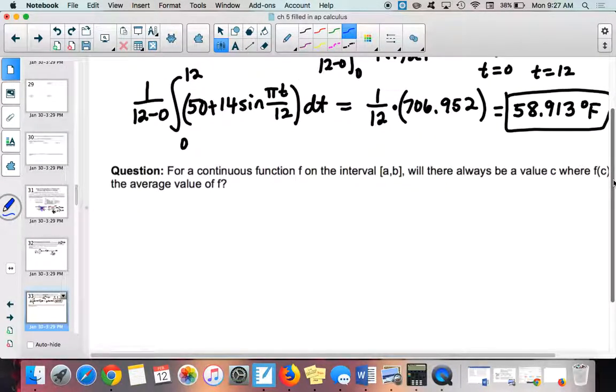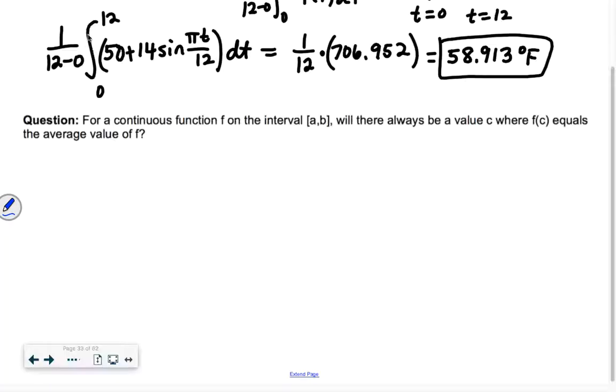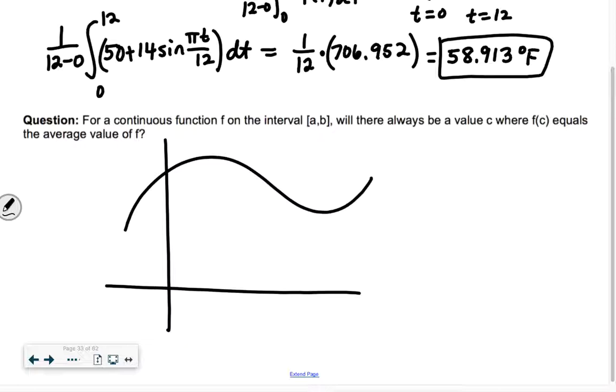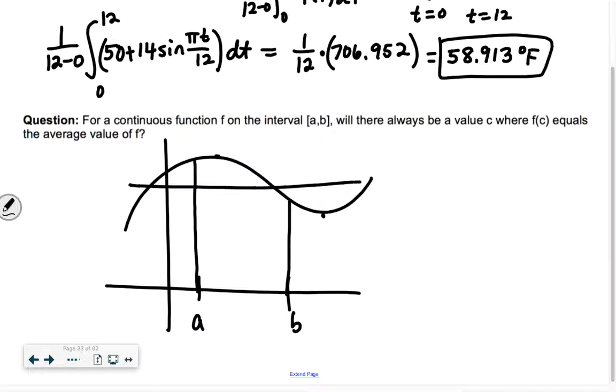All right. So question. For the continuous function f on the interval a to b, will there always be a value c where f of c is equal to the average value? Do you guys understand what that's saying? If I have a function, and I'm on a to b, where do you think the average height is? There's some place in between the highest and the lowest point, so there's an average height in there somewhere.